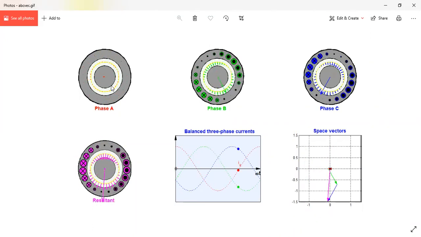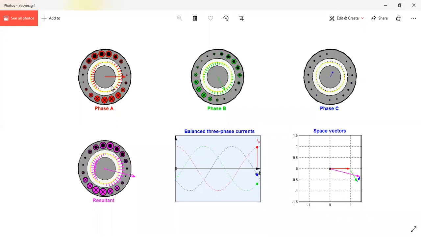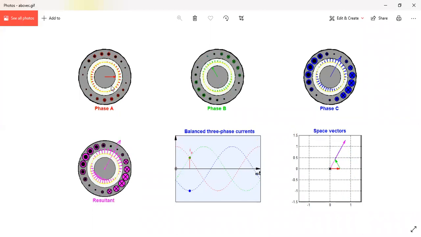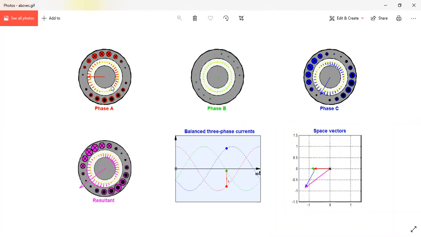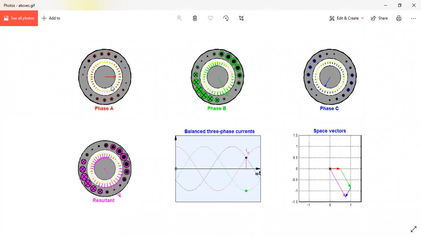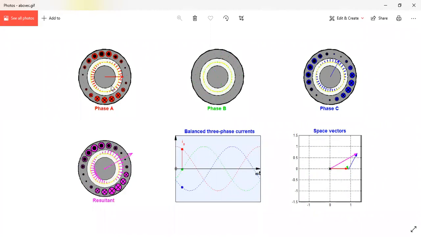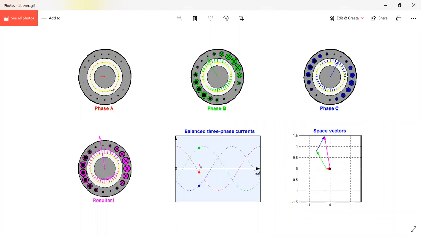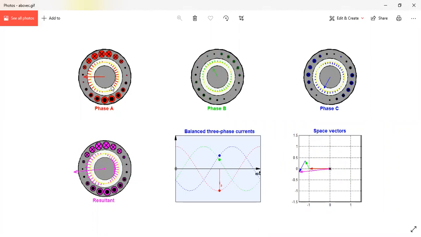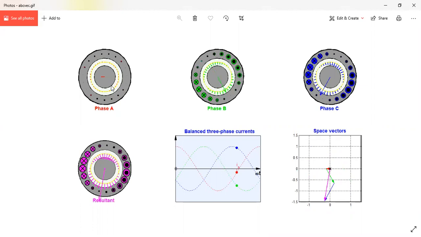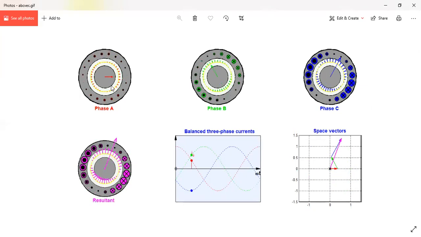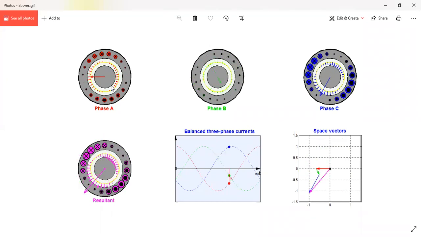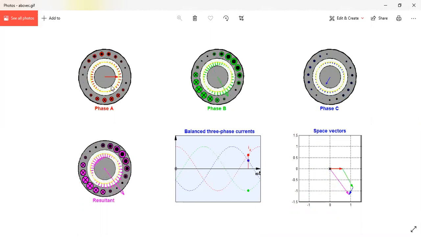Okay, now look at phase B. Here also you are getting the same oscillating magnetic field, and you just see how it is varying. The similar oscillation, but there is a shift of 120 degrees. Obviously that is the phase shift. In phase C also you are getting it. Now when you add all these three, the resultant you can see.